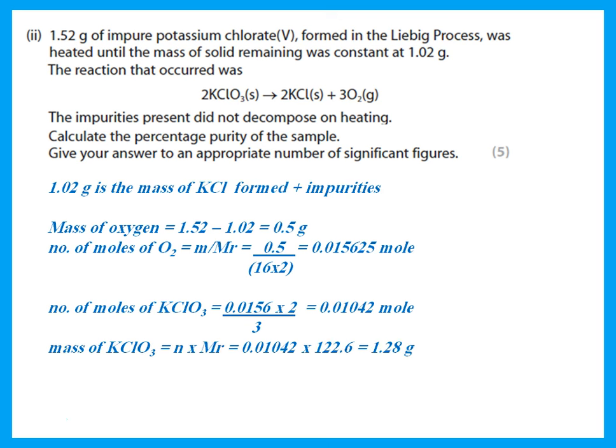And that means I can get the mass, number of moles times Mr, and that means that I originally had 1.28 grams of KClO3. How do we calculate percent purity? It is the mass we calculated over the original total mass of the impure substance times 100. So we find that it was 84% pure.